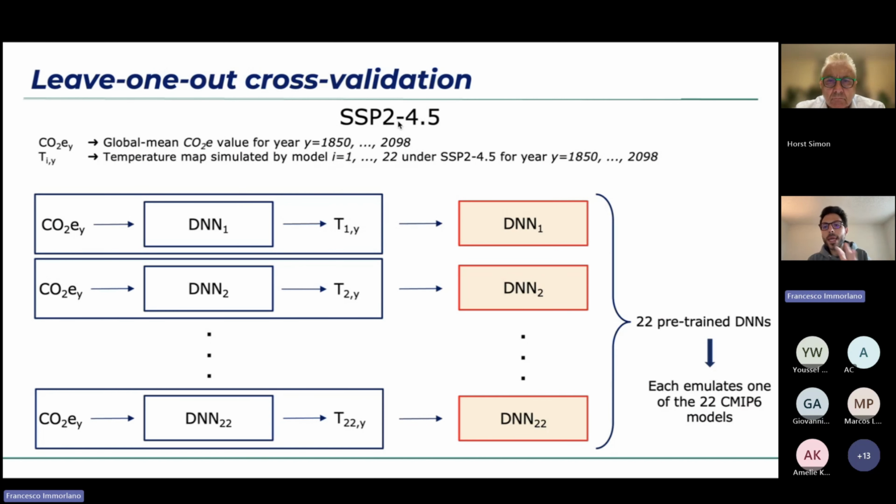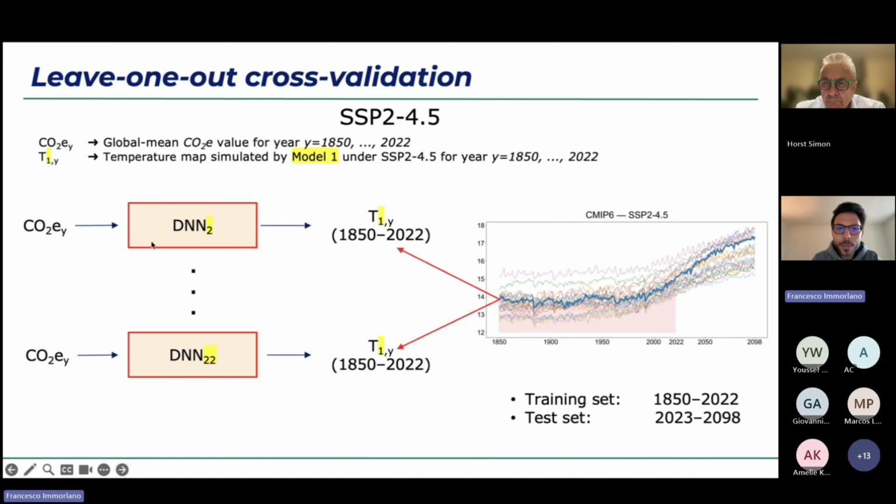We start from our pre-trained DNNs. They are 22, each on a single simulation. We take one of the simulations out, together with the DNN that was pre-trained on, let's say, model 1, which is our synthetic observation. So we remain with 21 pre-trained DNNs. Now the goal is to fine-tune these 21 pre-trained DNNs on the historical simulation up to 2022 of model 1, whose simulation is represented by the blue line, and the aim is to project temperatures in the future which are as close as possible to the temperature projected by model 1.